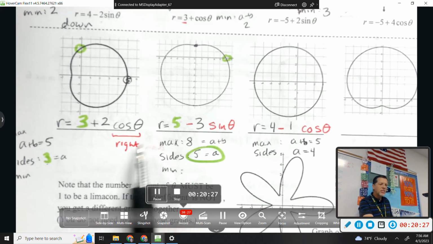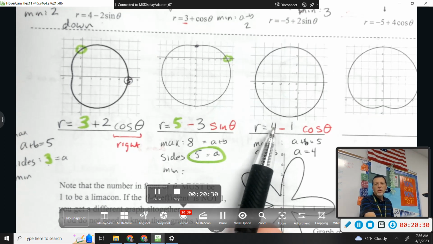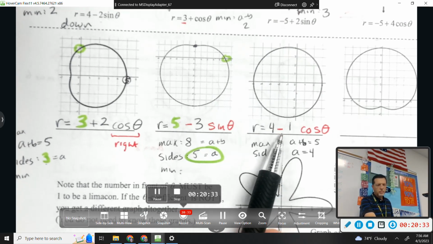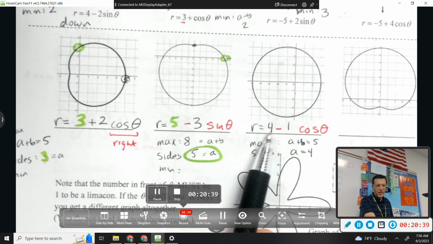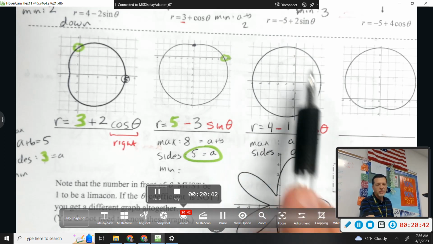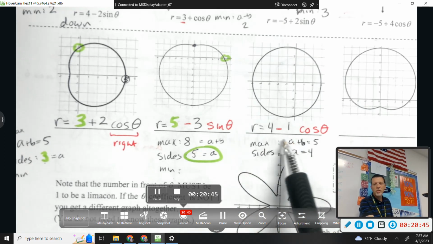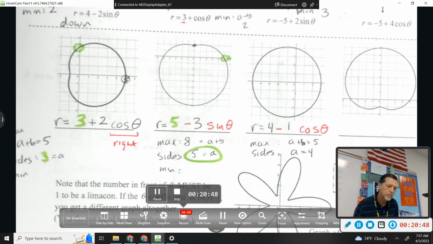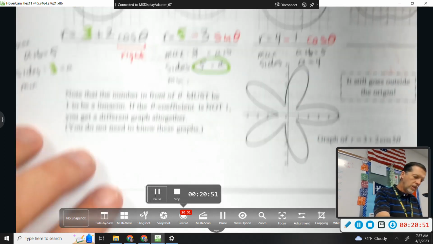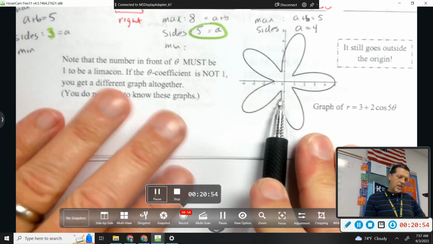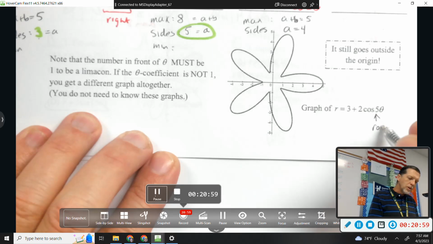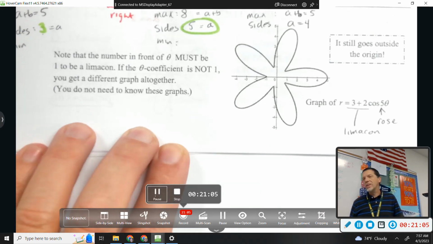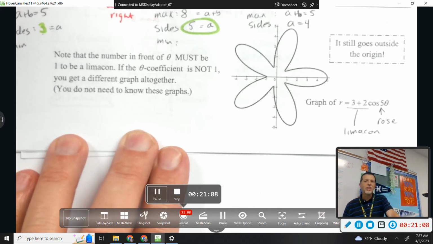And you may start to notice that the bigger A is compared to B, the more circular it is. So here A is a lot bigger than B. A is 4 times B, and so this looks like a circle. It's not a circle, but A is so much bigger than B that it starts to look circular. All right, we'll leave the last one alone. Here's another crazy picture, if you got 3 plus 2 cosine 5 theta. It's sort of a rose, but it's sort of a Limacon. We're never going to have to graph that by hand, but you can see the cool picture that would make.